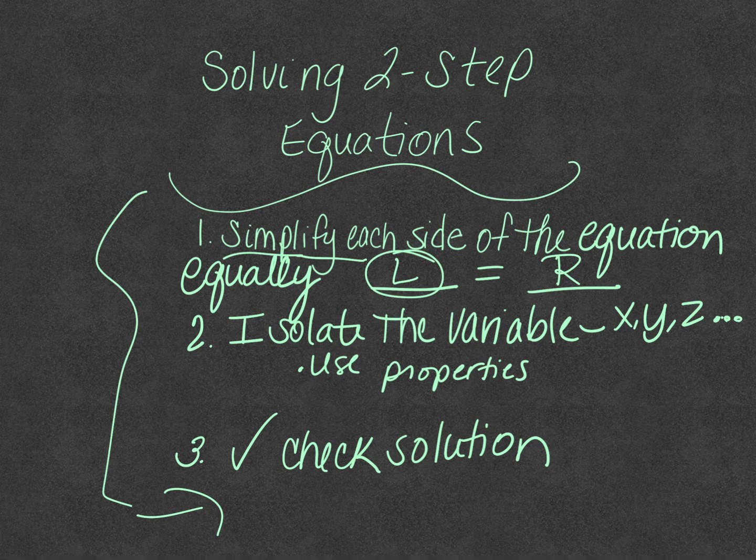All right, step 2 is to isolate the variable, which could be X, Y, Z, any letter of the alphabet, by using your properties, such as your addition property and your multiplication property. And step 3, you're simply going to check the solution. All right, so let's do some of these together.